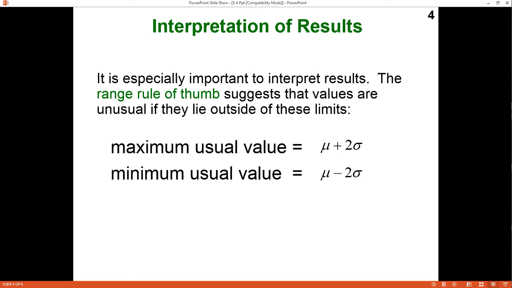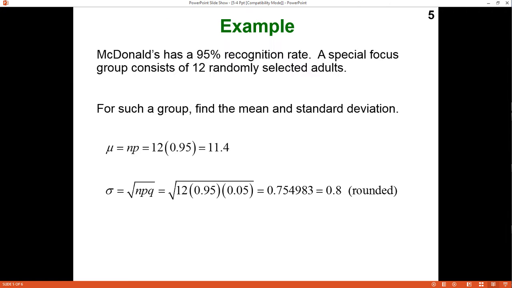From our empirical rule, we know that this is roughly 95% of the outcomes. And so we're saying that anything that lies within the 95% is what we would refer to as usual, or something that would be expected. Outside is unexpected.